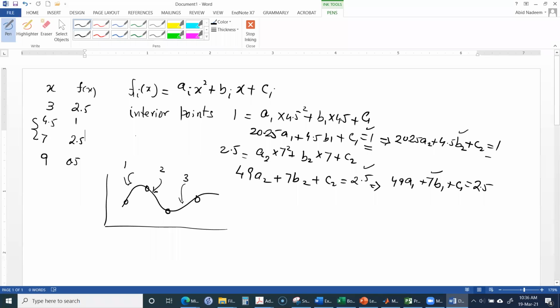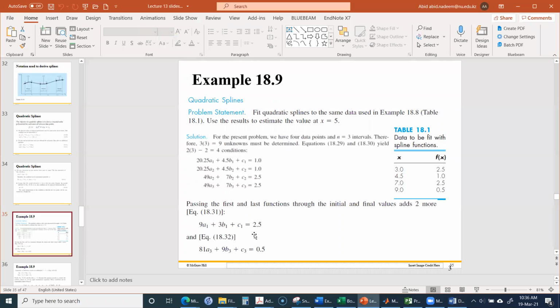So for A3, we will have this endpoint, and then for A1, we will have this endpoint over here. So this is the equation for that. And for the last point, we have 81 A1 because the value of x is 9. So 81 A3 plus 9 B3 plus C3 is equal to 0.5. So 4 equations plus 2, we have 6 equations. And how many unknowns will we have? 9 unknowns, because A1, B1, C1, A2, B2, C2, A3, B3, C3, there will be 9 unknowns.